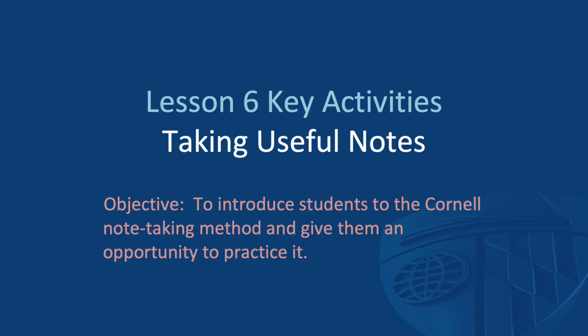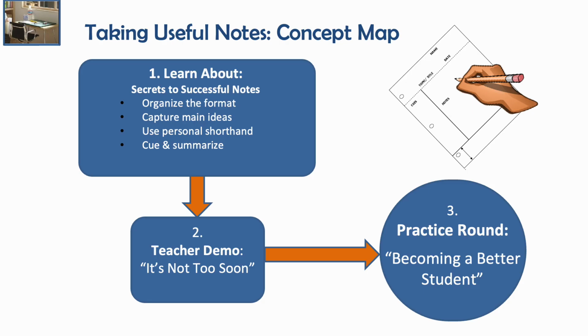The title of Lesson 6 is Taking Useful Notes. The main learning objective for the sixth lesson in Unit 3 is to introduce students to the Cornell note-taking method and give them an opportunity to practice it. To reach this objective, students will engage in two main activities.